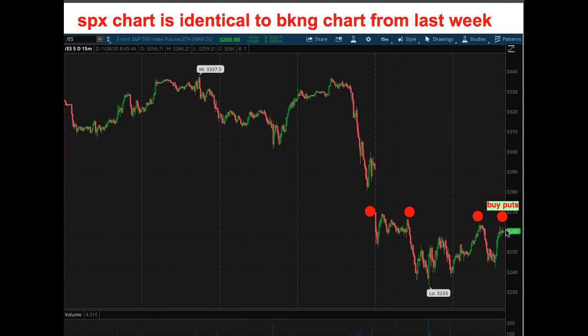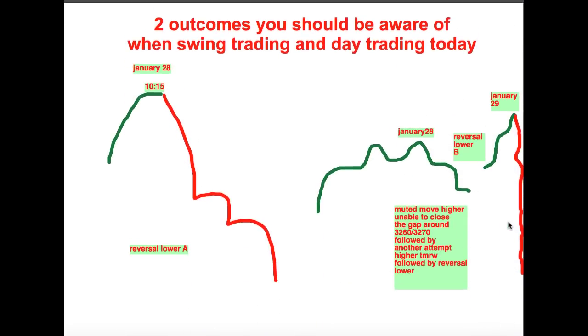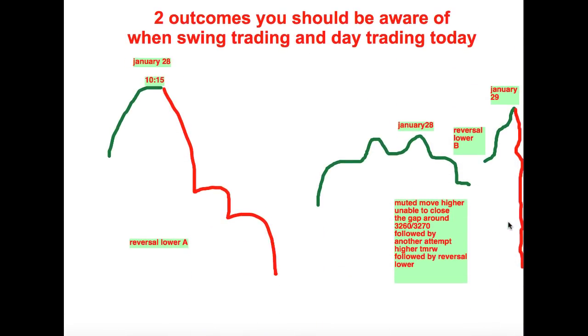So like, oh yeah, the drop is done. Everything is fine. You know, just buy the dip. As pointed out in the last video, this is not the time to buy the damn dip. Okay, so just understand, focus on shorting these bounces. You're going to do very well. It's very easy. So the two possible outcomes you should know as far as today and tomorrow.